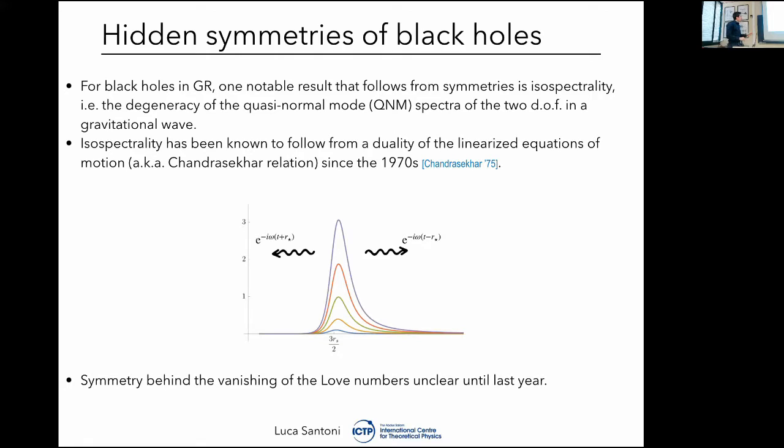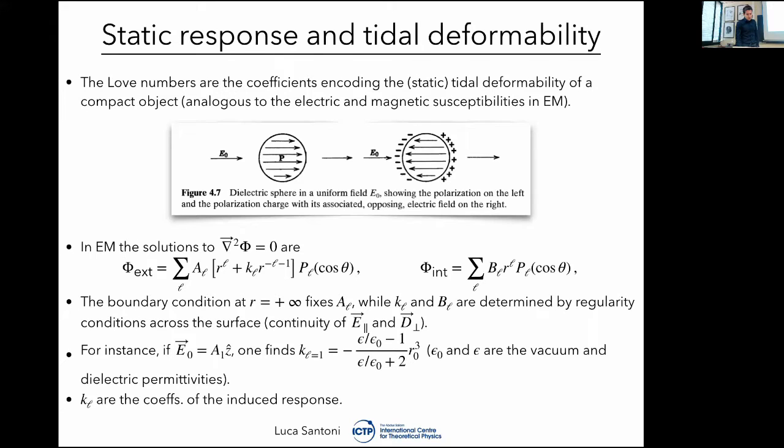On the other hand, there are other aspects of black holes, like the vanishing of the Love numbers, that were unclear until last year, basically. This is something that I mentioned yesterday. So I guess we all know it, but let me just say it again very briefly, so that everybody is on the same page.